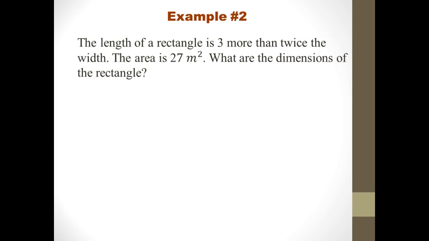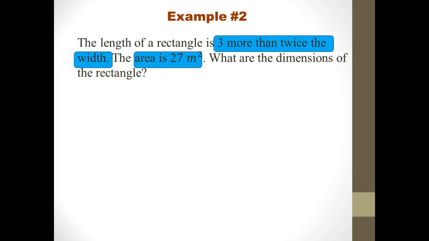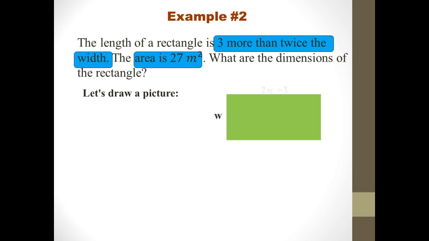The length of a rectangle is 3 more than twice the width. The area is 27 meters squared. What are the length and width of this rectangle? All right, we're always going to start by drawing a picture. We do not know what the width is, but we do know that the length is 3 more than twice the width. So we're going to label our length that way. Then we're going to set up a quadratic equation.